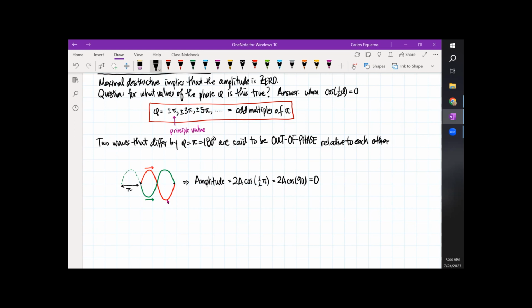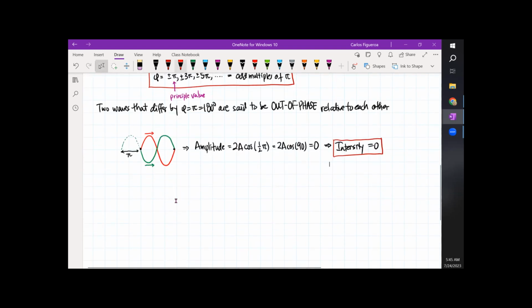But the intensity is equal to the amplitude squared. So this tells me here that now its intensity is exactly 0. In other words, this phase of odd multiples of pi will always give me a 0 amplitude. So if I redraw this again, we can look at this in terms of a picture.